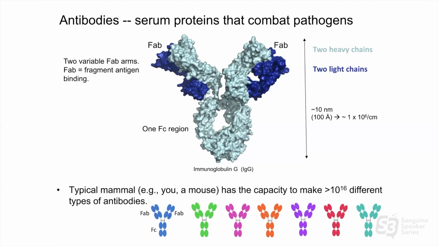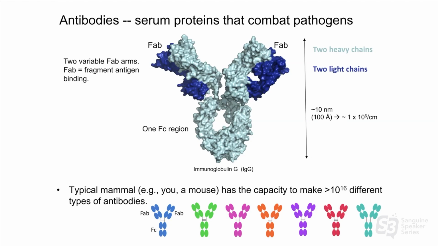So I wanted to emphasize here that I'll be talking about the Fabs, which means the fragment antigen binding. There are two Fabs, and those are the part that binds to the pathogen. And those are the parts that are different from one antibody to another. So at the bottom, I'm showing different colors of antibodies to show that as a human, you can make probably greater than 10 to the 16th types of different antibodies, depending on what you have been exposed to. So any new pathogen that comes, you can eventually make antibodies to it.